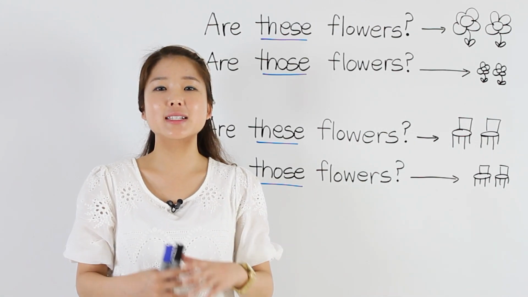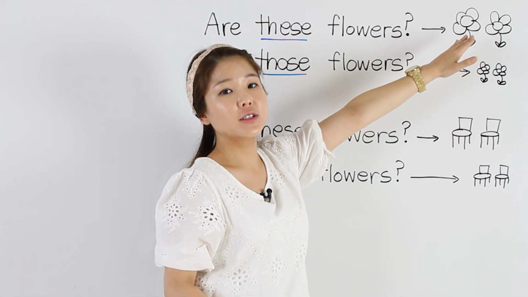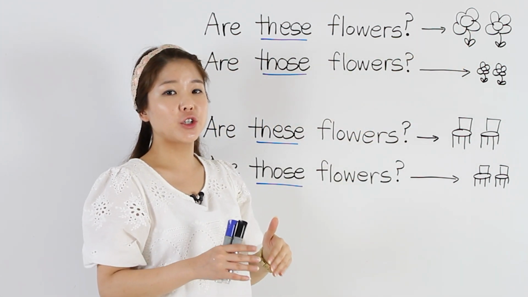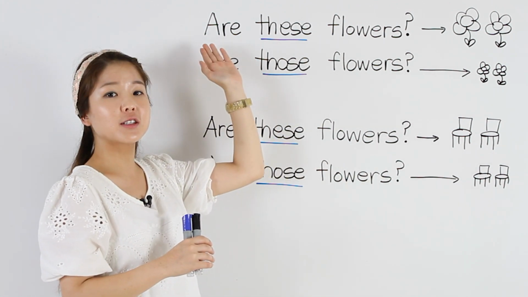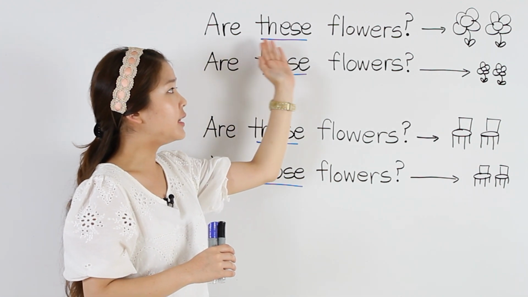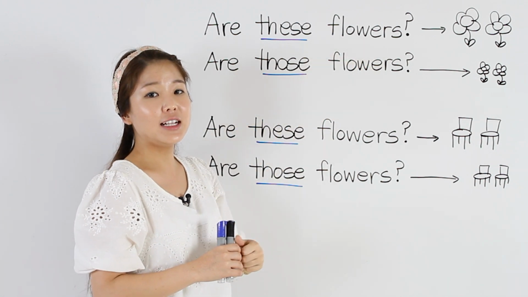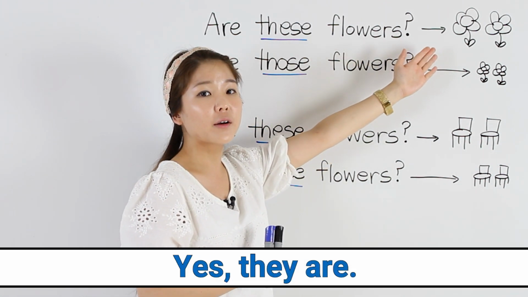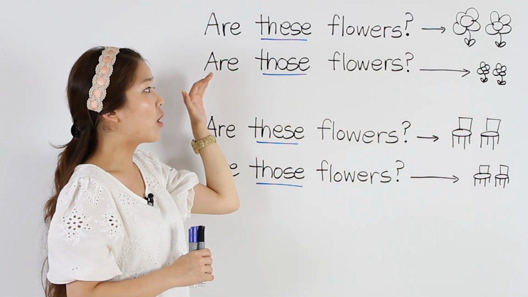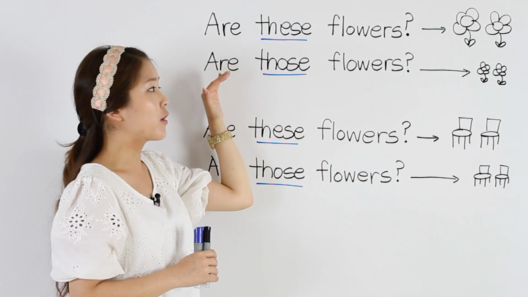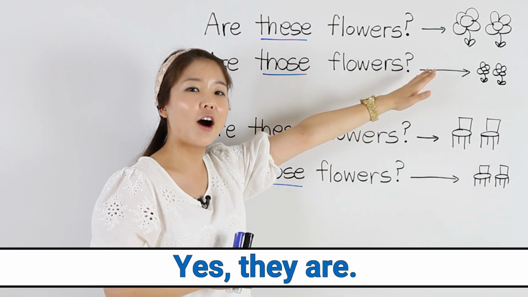Now we're going to make some questions. We know these are flowers. When you want to make a question, you have to change these are and put the be verb first. So it becomes, are these flowers? And the answer is yes, they are. Okay, now the flowers are far away. So we say, are those flowers? And again, the answer is yes, they are.